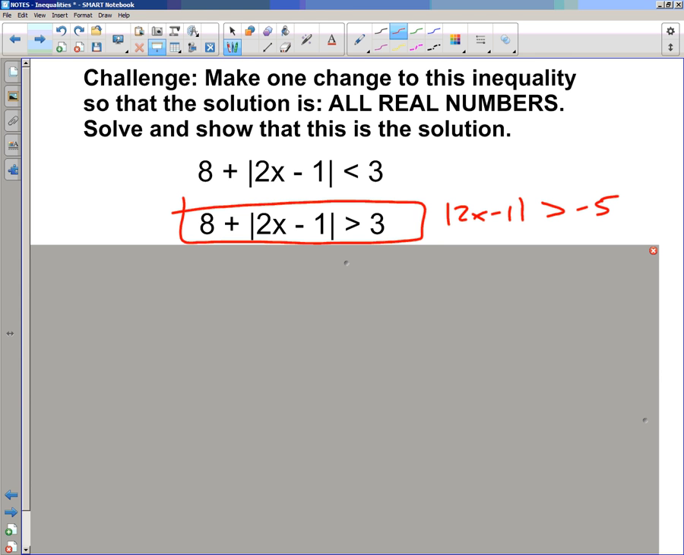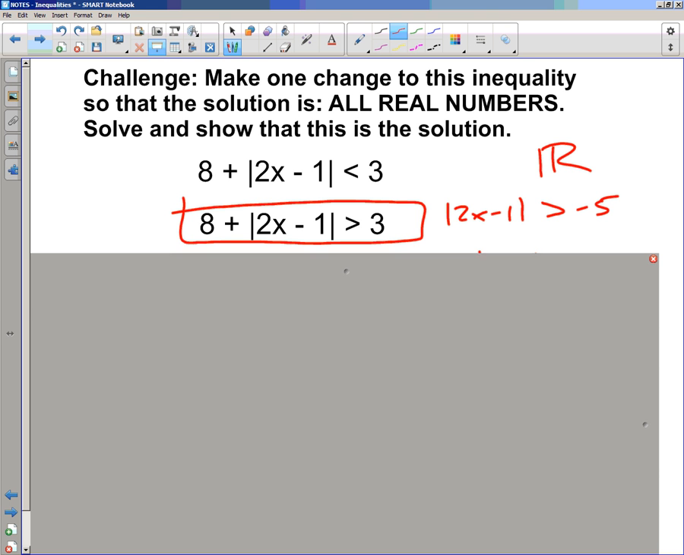Now use your logic here. When is an absolute value of something going to be bigger than -5? Never? All the time, right? An absolute value has to be bigger than a negative number, right? Because an absolute value is always going to be greater than or equal to 0. So this statement is going to work out to be true all the time. So we could jump straight from here to say all real numbers.